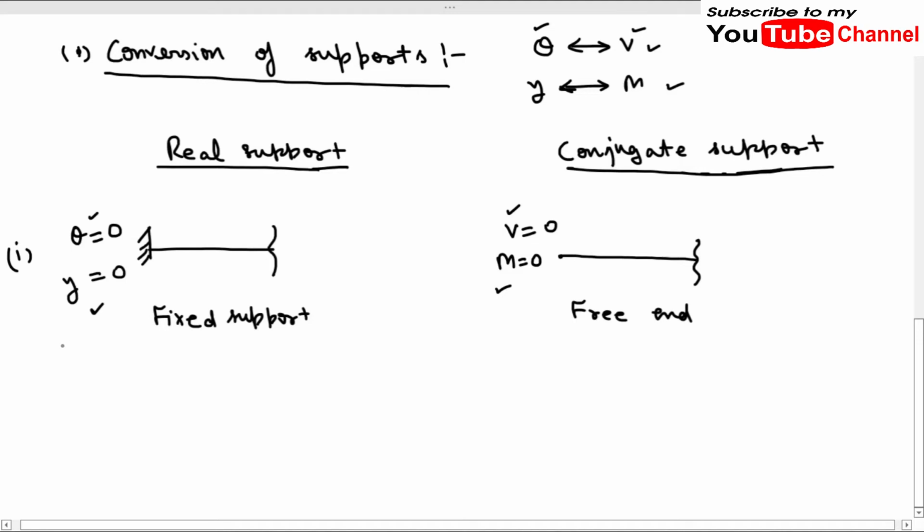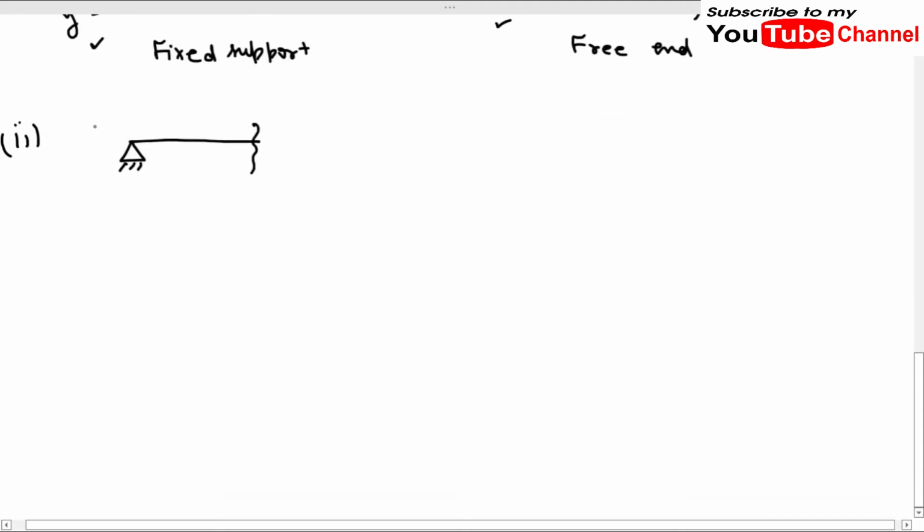Now let us discuss the second support condition. Let us say we have a pin support. Now we know that at a pin support we have slope, so slope is not equal to zero, and deflection will be zero. In a pin support deflection will be zero, because there cannot be any deflection in the vertical or horizontal direction, but there will be slope.